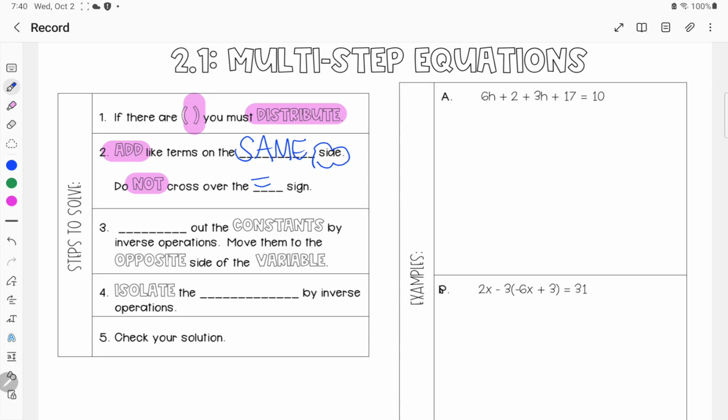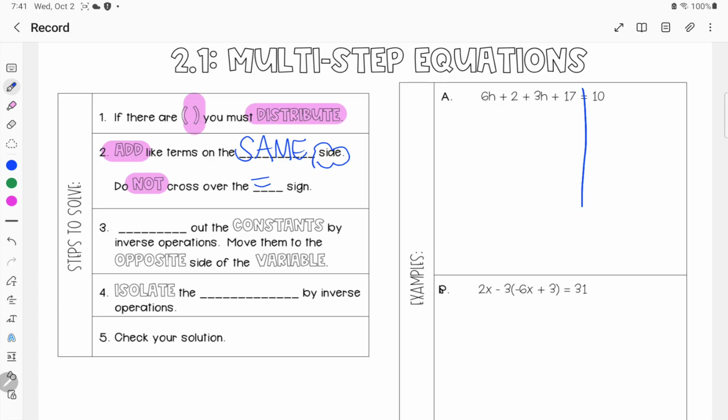So I'm going to start and look at step 1. You do not have to draw the line, but I'm going to do it to show you that we have a left-hand side and a right-hand side. This side needs to equal 10. That's what we're trying to figure out: what would we have to replace h with so that it would equal 10? Step 1 says if there are parentheses, I have to distribute.